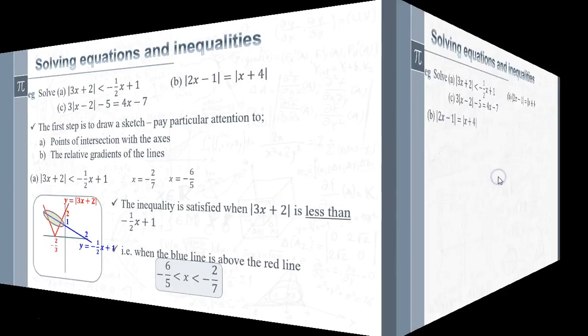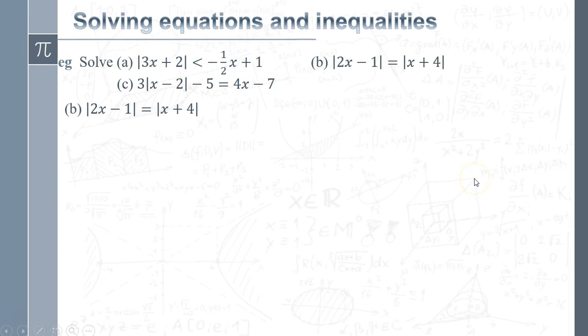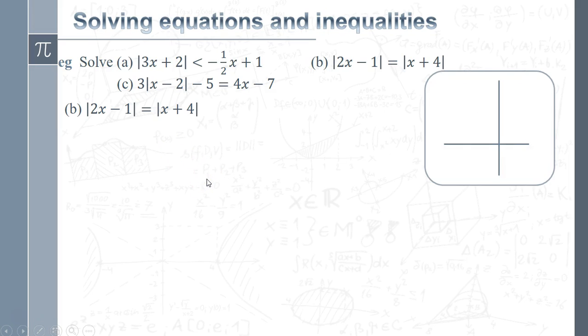Right, on we go, part B. In this case, we've got the modulus function around both parts. We've got two moduluses to deal with. There's the first one, 2x minus 1, that's that one. And for the second one, I need the sketch of y equals mod x plus 4. So there's y equals x plus 4. Flip the negative bit upwards, there we go, and that's y equals mod x plus 4.